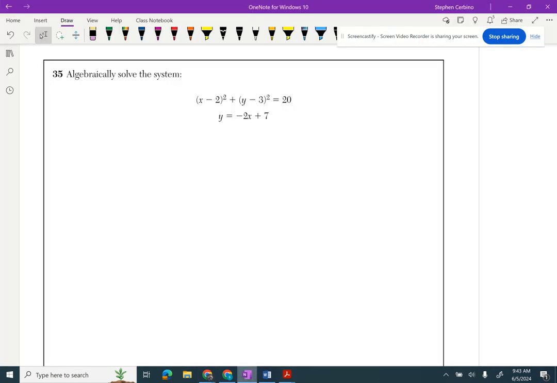So the first thing you should do on your paper is write the answers. So we'll write (0, 7) and (4, -1).